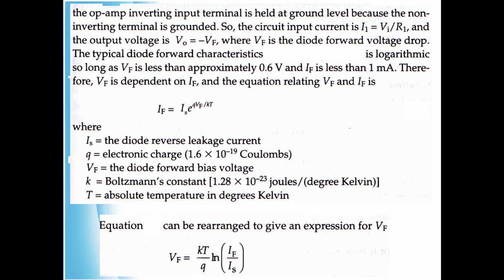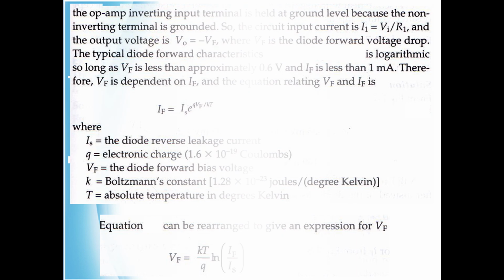So you can reorganize the above equation. We get an expression for Vf as Vf equal to KT divided by q ln, that is natural logarithm, of If divided by Is.